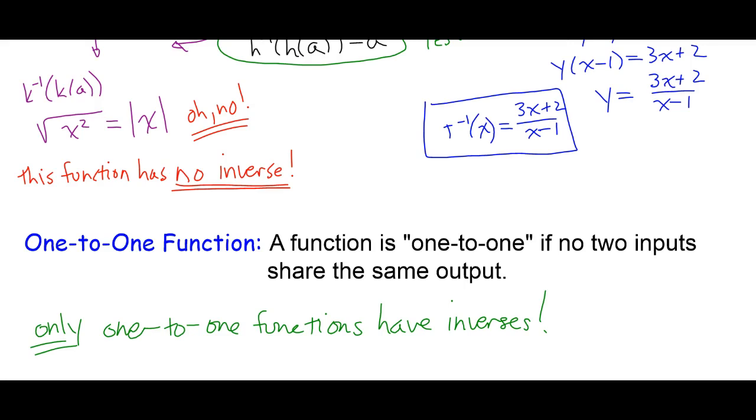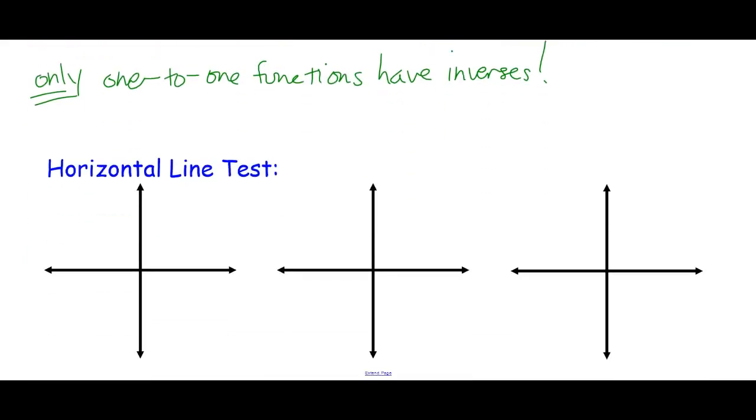Well, okay, how do I know if something's one-to-one? It's actually pretty easy. If you look at that definition, it should look kind of familiar. It's not the same as the definition of a function, but it's related. The definition of a function was you can't have a single input with more than one output. This says you can't have a single output with more than one input. And with functions, we had a vertical line test. Here we have something called the horizontal line test.